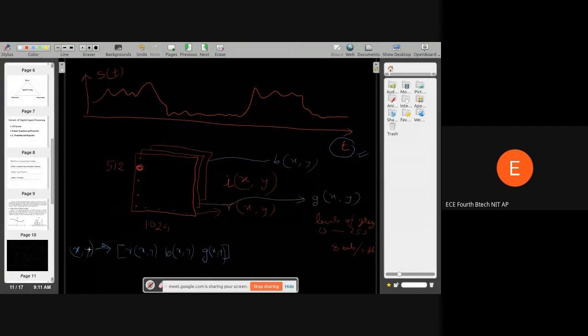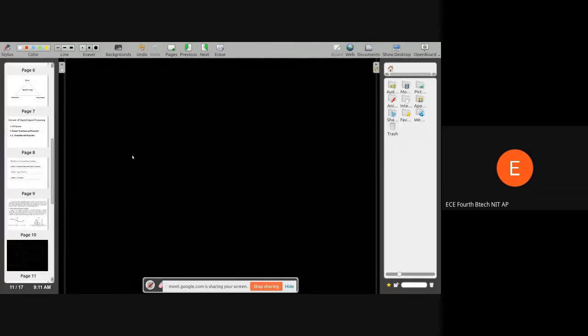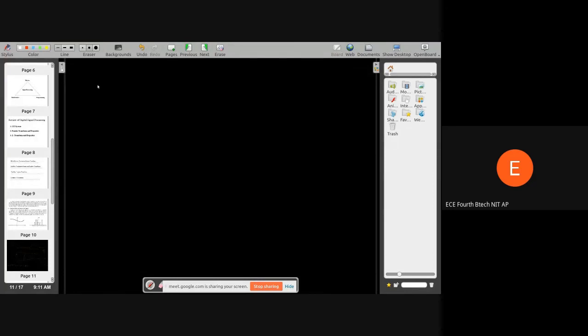Now you can have other things also. For example, you must have heard ECG, electrocardiogram. There are lots of electrodes or lots of sensors. Channels is also a synonym for sensors. You need multiple sensors to have multiple channels.